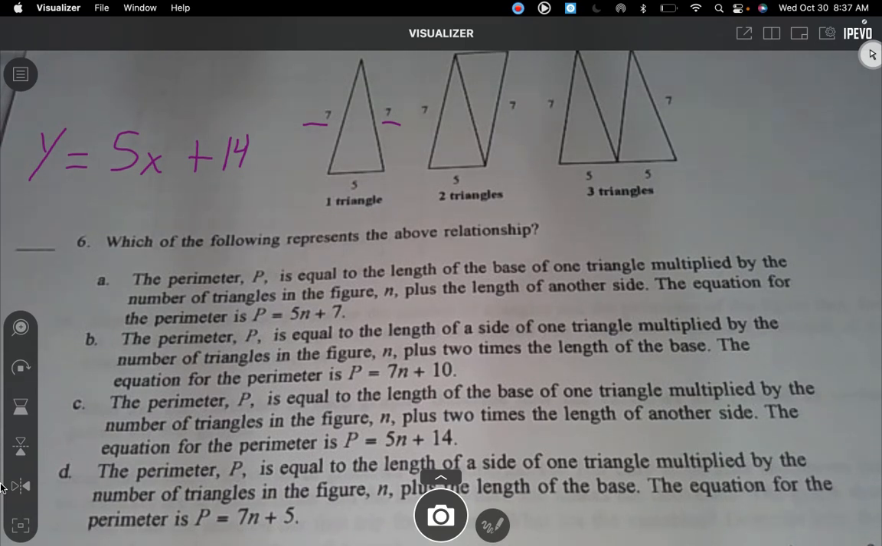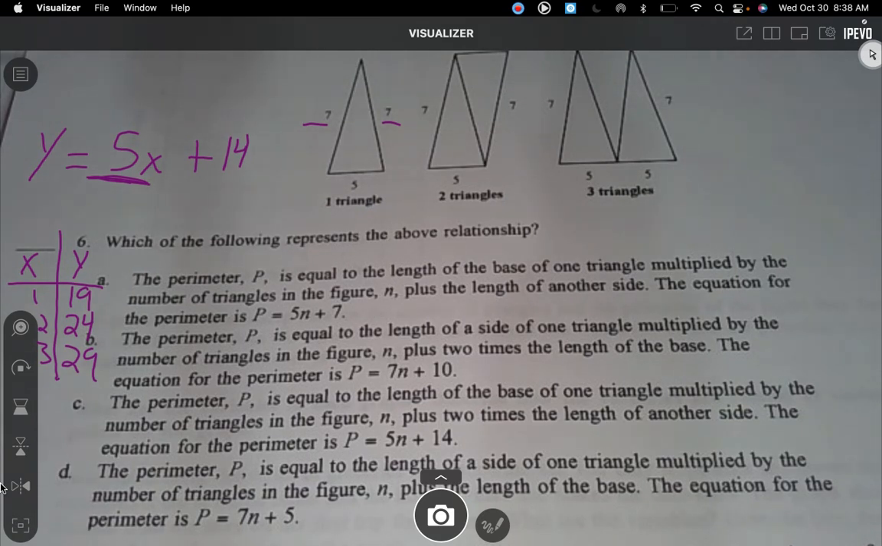If you needed to make a table, 1, 2, and 3 triangles. 1 triangle, what is that? 19. 2 triangles, what is that? 24, right? What was 3 triangles? 29. If I add it up, what's it adding by each time? 5. That's that number right there. Okay? So, anyway, your answer on this one is C.